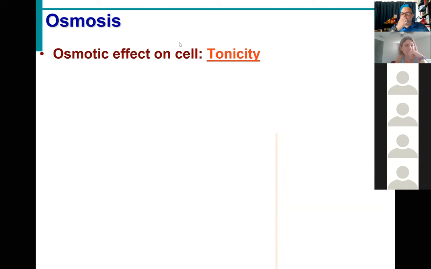And again, this is important. This concept of where water moves in relation to a cell is important, all right? I know this morning when I got up and went for my walk, it was beautiful outside. I dare say it was chilly.